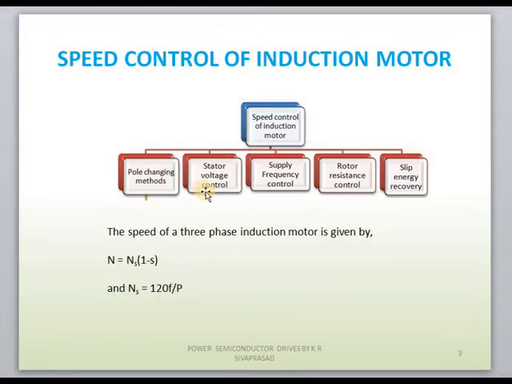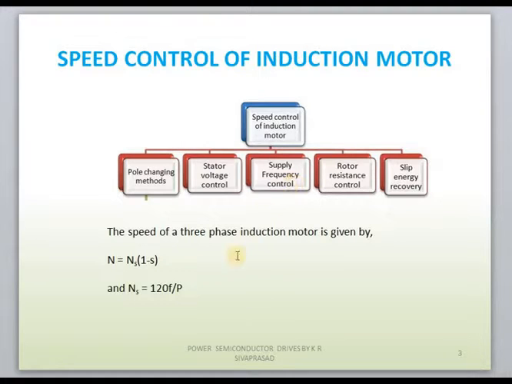Second one is the stator voltage control method. By changing the supply voltage to the stator windings, you can control the speed of the machine because torque is directly proportional to the square of the voltage value. That means by changing the voltage value, you can easily change the torque value, and the speed of the machine can also be changed.